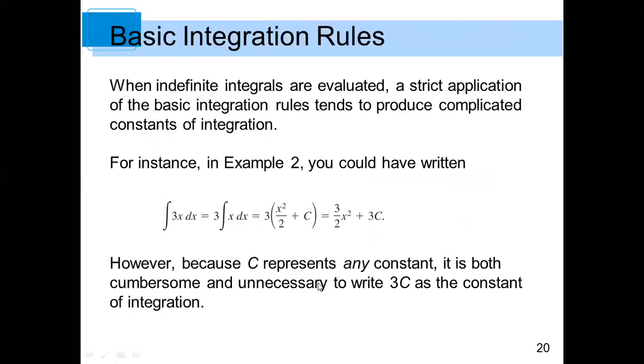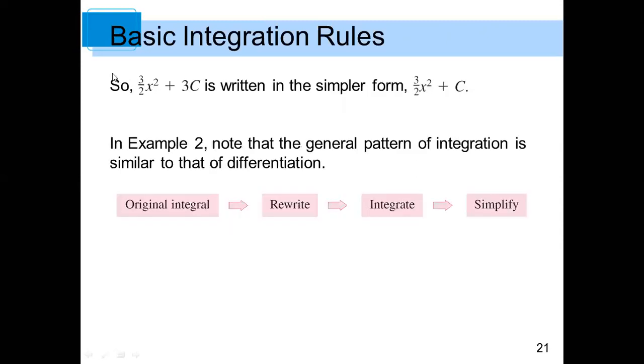When indefinite integrals are evaluated, a strict application of the basic integration rules tends to produce complicated constants of integration. For instance, in example 2, you could have written the integral of 3x dx equals 3 times the integral of x dx, which is 3 times x squared over 2 plus c. The 3 is going to be factored outside of all that, and then you distribute it and you get 3 times c. However, because c represents any constant, 3 times c is still a constant. So whenever you do an anti-differentiation, you just anti-differentiate the whole thing and then add a c on the end. Okay, I'll show you what I'm talking about.